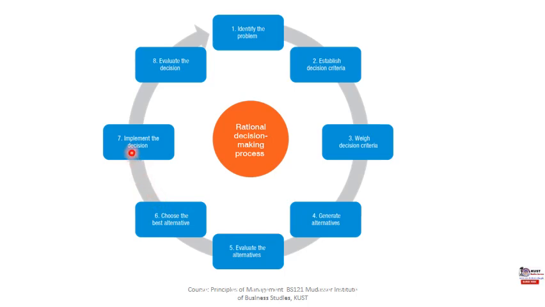In the seventh step, we implement the decision. And in the last step, we try to evaluate the decision, that is, whether our decision has been properly implemented or not. This can be done by looking into the problem again, to see whether that problem still exists or not. If the problem still exists, we are going to repeat this cycle again.